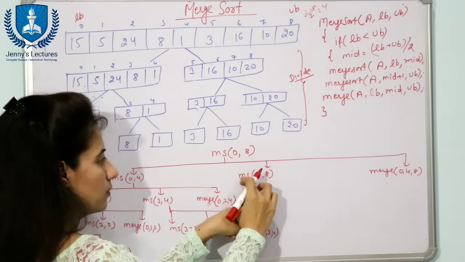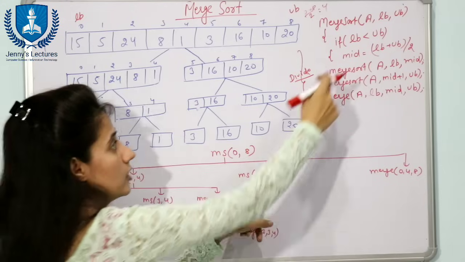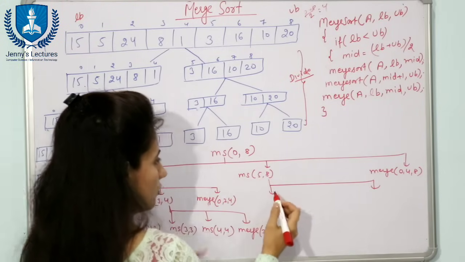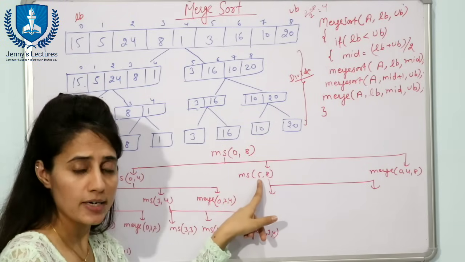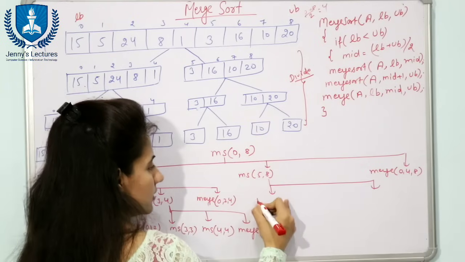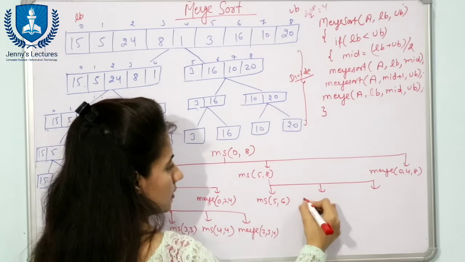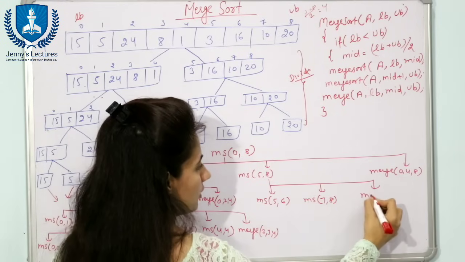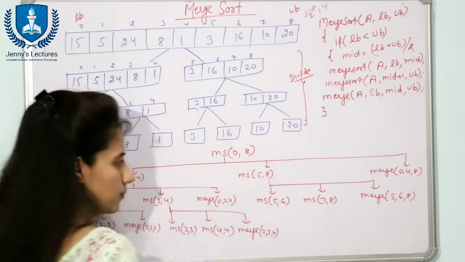Then finally this one, merge sort 5 to 8. 5 is less than 8, lower bound is less than 8, yes. We are going to divide this one now. Now see, calculate midpoint. 8 plus 5, that is 13. 13 divided by 2, that is 6 we have. So middle point is 6. Merge sort 5 to 6. Then merge sort 7 to 8. And then we are having merge 5, 6 and 8.